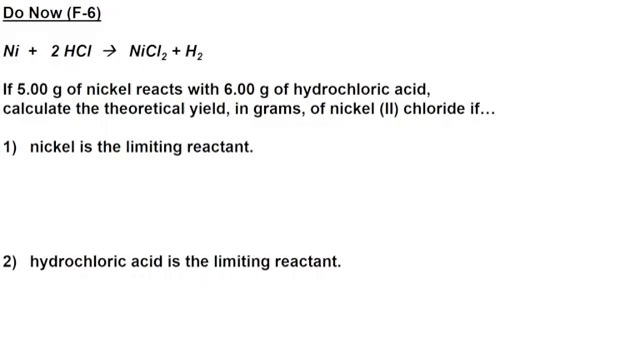So I want you to pretend like the 5 grams of nickel is the limiting reactant and do stoichiometry to tell me the theoretical yield in grams of nickel 2 chloride. And then for number 2, I want you to pretend like the 6 grams of hydrochloric acid is the limiting reactant, and then go to grams of nickel 2 chloride again. So in number 1, we're pretending nickel's the limiting reactant. In number 2, we're pretending hydrochloric acid is the limiting reactant.